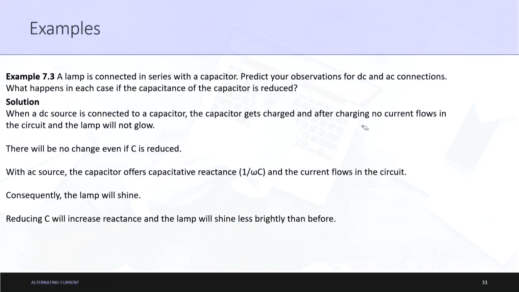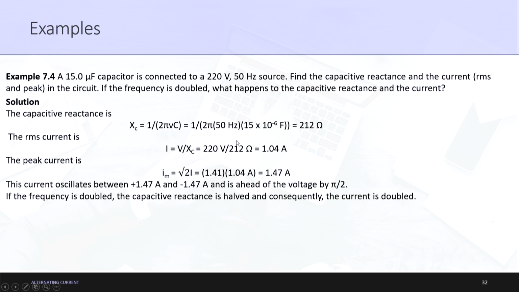Okay. So, going with that concept here, as the value of C is decreased, the reactance is increased, or the amount of resistance being offered is increased, and therefore the lamp will shine less brightly, or the lamp will become dim. Okay. So, that was a logical question here, and that is being explained. Moving on to the next question.